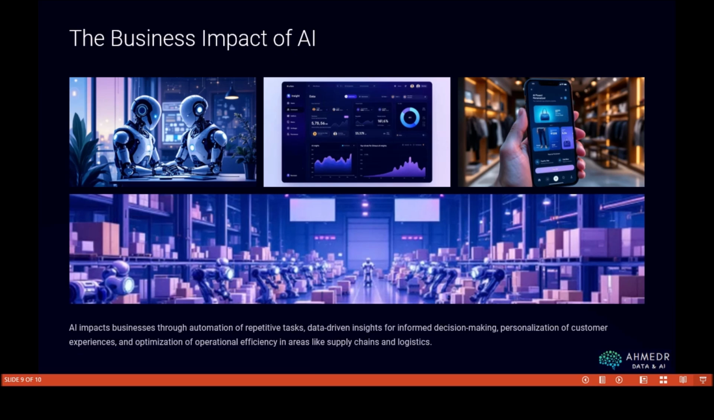Data-driven insights help businesses and companies make smarter decisions by analyzing large datasets to identify patterns and predict future trends in more efficient and quicker ways. Personalization improves the customer experience by delivering tailored recommendations based on past behaviors, as seen with Netflix and Amazon. AI also drives operational efficiency by optimizing logistics, predicting maintenance needs, and improving supply chain management.